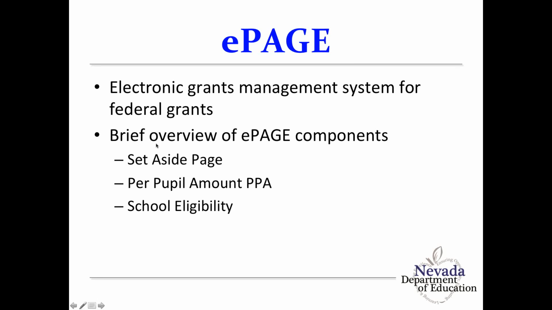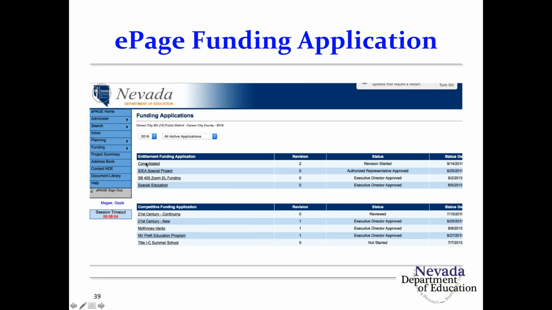So, I'm not going to go through the definitions, but we can go through a brief overview of ePage first. Again, it's our electronic grants management system for your consolidated, as well as your other federal grants, as well as other grants that you might be awarded, like 10038, 21st Century, all those other state and federal grants.